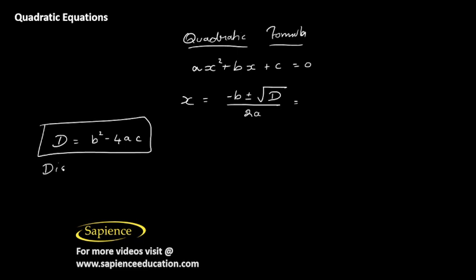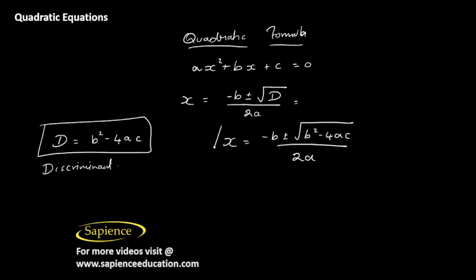Discriminant is useful in differentiating the nature of the zero of the equation or nature of the root of the equation. So the quadratic formula can also be written as minus b plus or minus square root of b square minus 4ac by 2a.